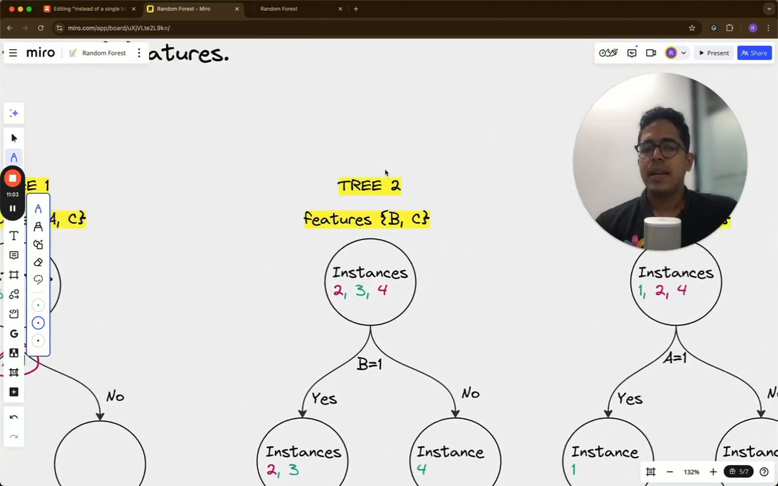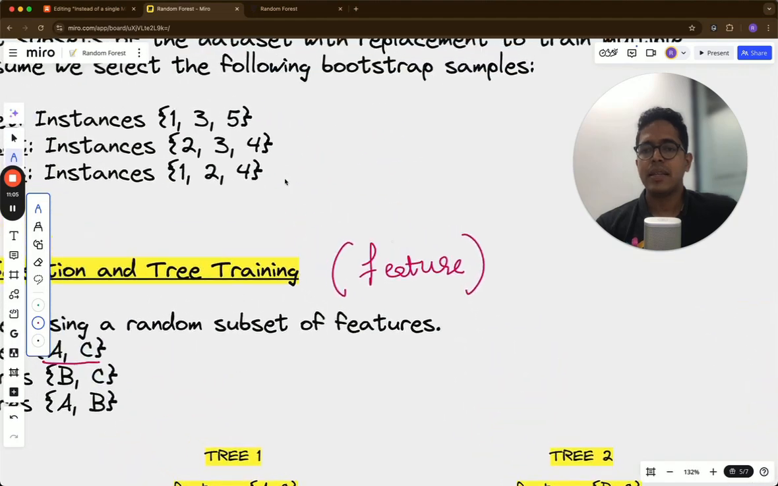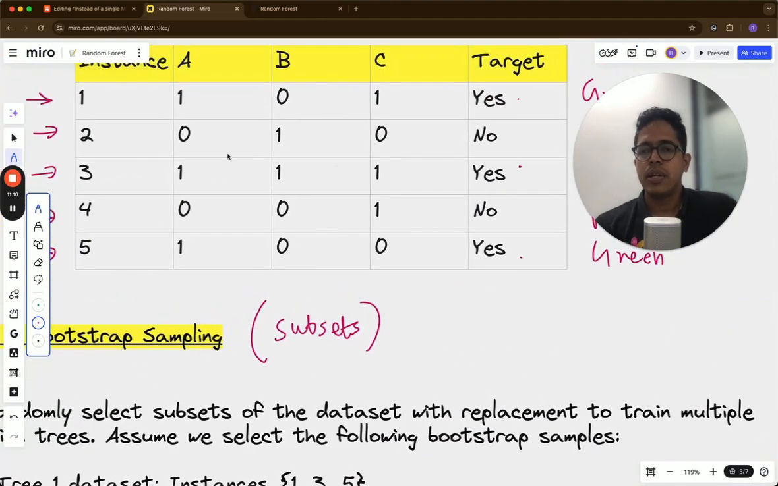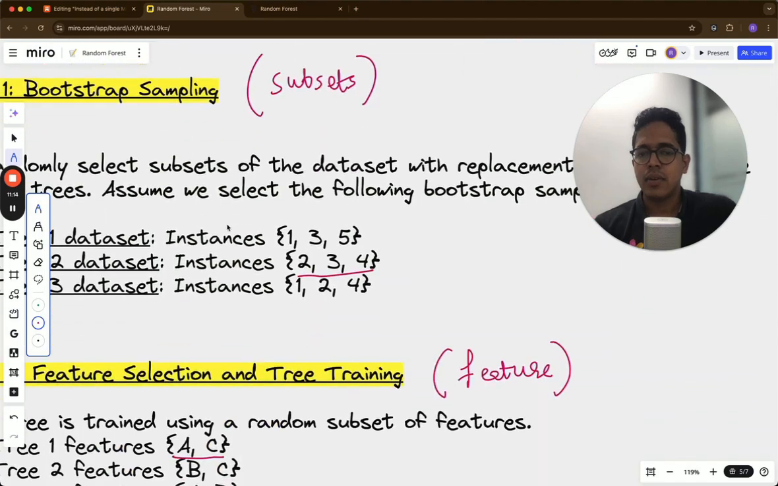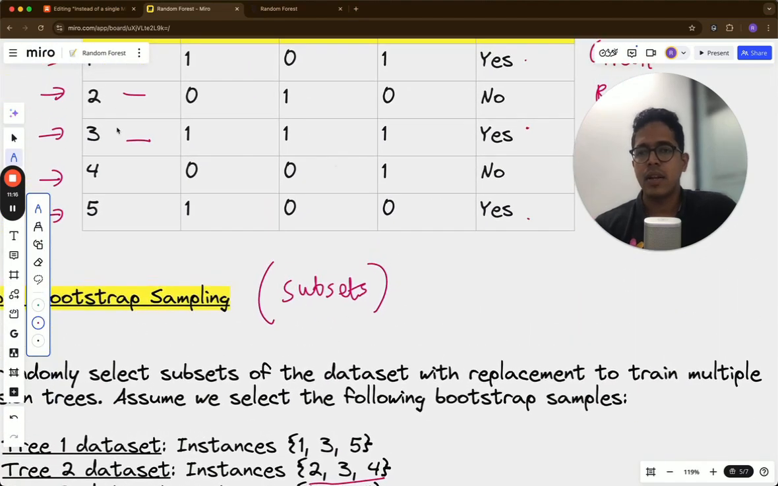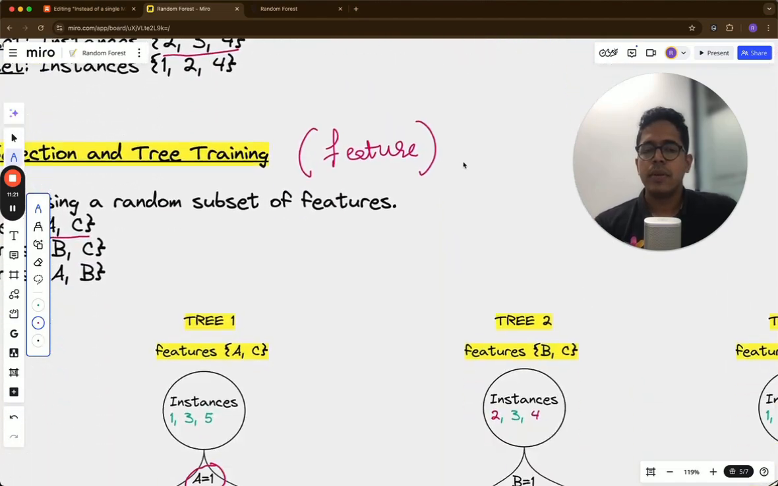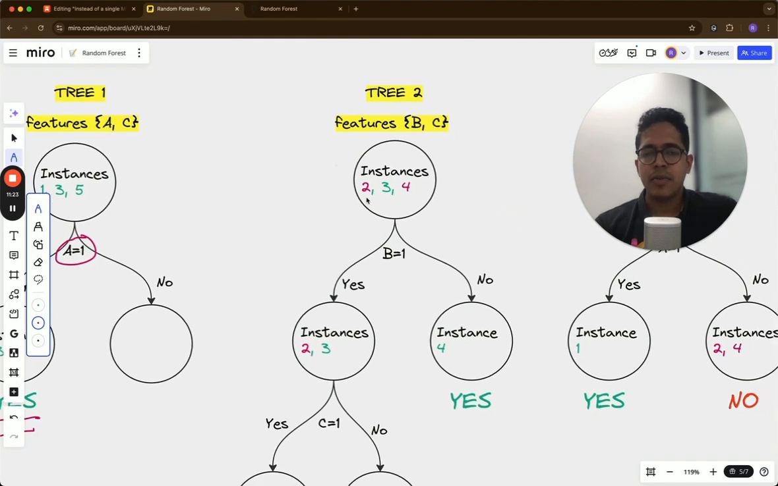Now let us look at tree number 2. Tree number 2 has a subset 2, 3, 4 as the data points. So 2 is this row, 3 is this row, the entire row, and 4, right? These 3 rows in the middle. So it is no, yes, no. So 2 of them should be red and 1 of them should be green. So that's what I have shown here.